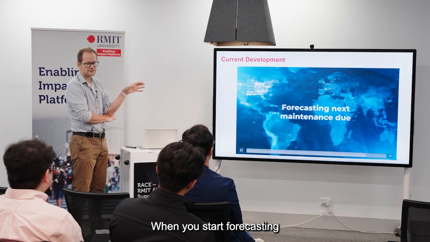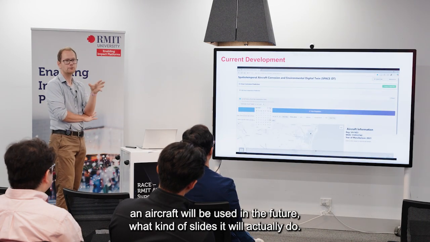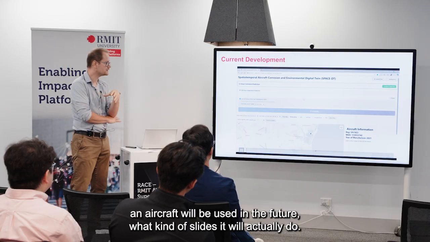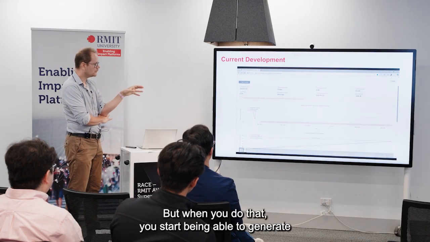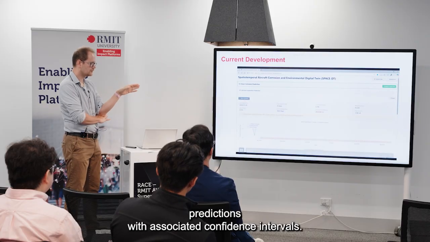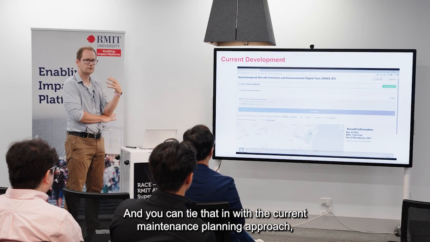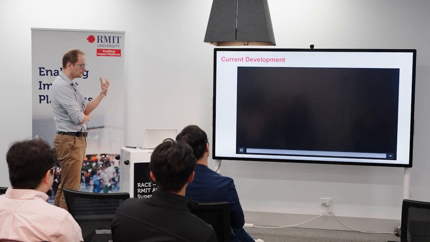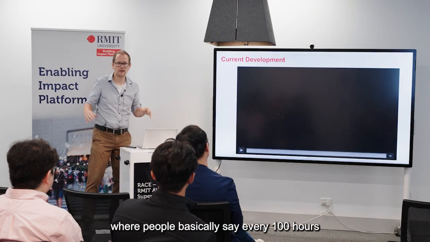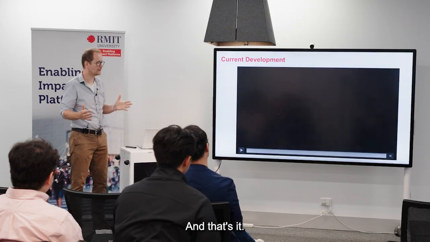When you start forecasting, and the forecasting is dependent, of course, on assumptions on how an aircraft will be used in the future, what kind of flights it will actually do. But when you do that, you start being able to generate predictions with associated confidence intervals, and you can tie that in with the current maintenance planning approach, where people basically say, every 100 hours, we take the aircraft out of service, we'll look at what happened, and that's it.